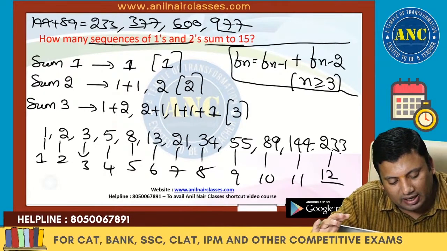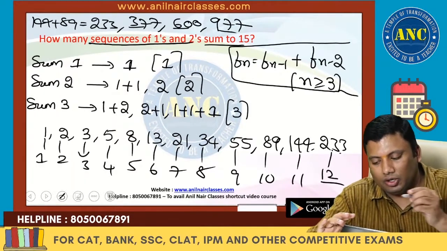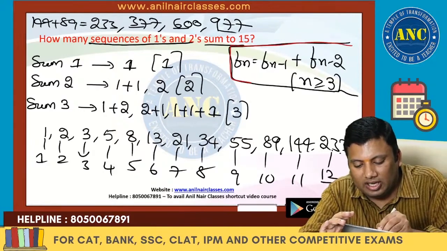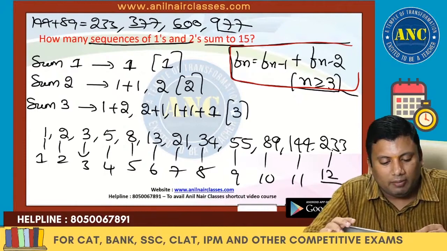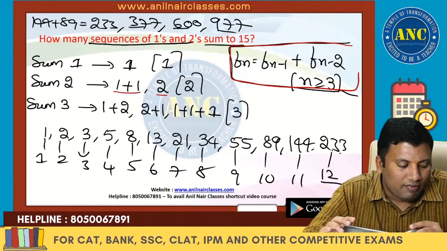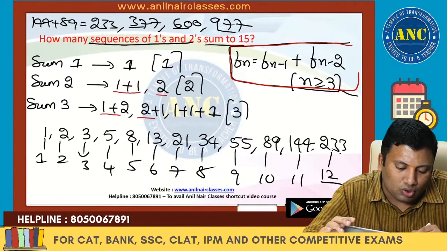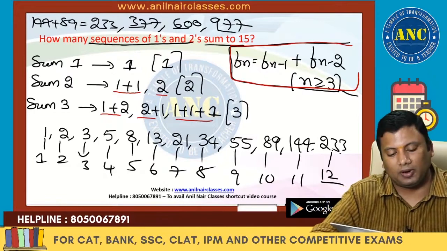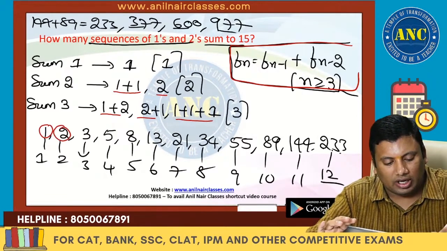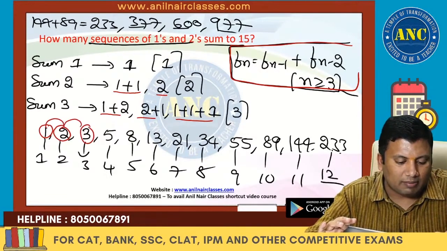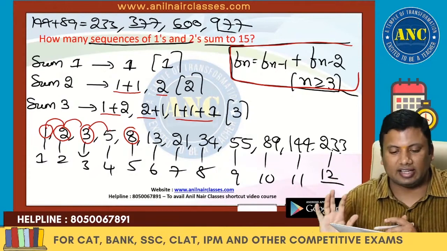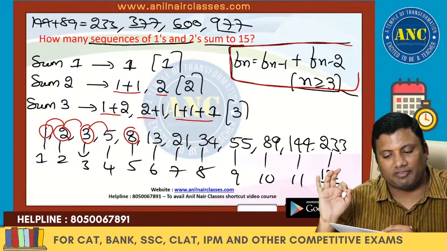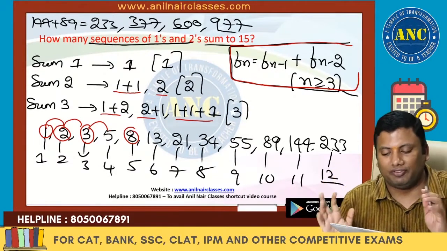What is a Fibonacci series? Fn equals Fn minus 1 plus Fn minus 2, n greater than or equal to 3. 2 can be written as 1 plus 1 and 2. 3 can be written as 1 plus 2, 2 plus 1 and 1 plus 1 plus 1. So 1, 2, 3. The current number is the sum of the previous two numbers. 5 plus 3, 8. 8 plus 5, 13 and it continues. Idea is clear, right? How many sequences of 1s and 2s will sum up to 15?